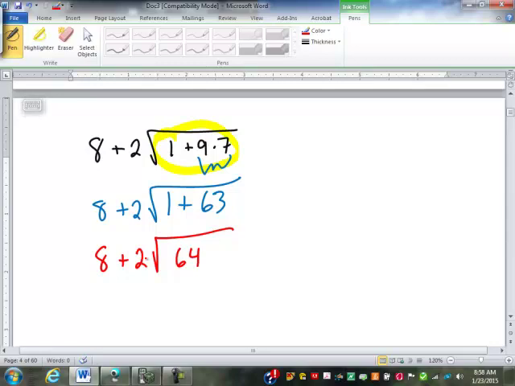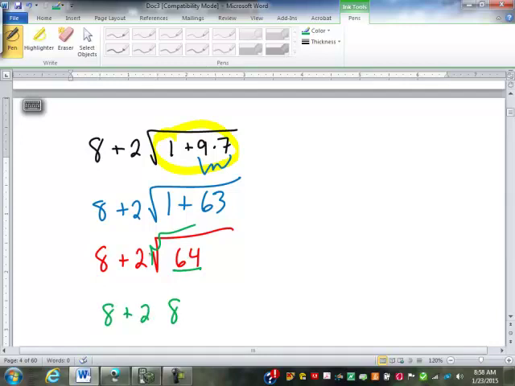Now, just like any other enclosing symbol, once we've reduced what's inside of it to a single number, we can get rid of the enclosing symbol. Unlike the parentheses, where we could just remove them and we didn't need them anymore, this square root symbol, actually called the radical symbol, is its official name. When we remove that, we have to do something. There's an operation we're being asked to do. So we remove that square root symbol. We have to do the square root of 64, which is 8.